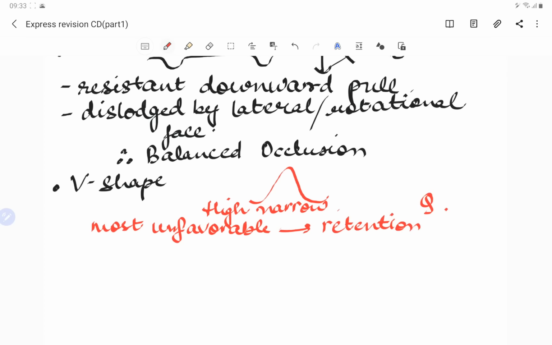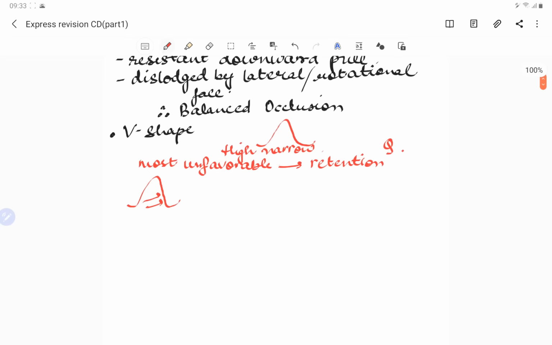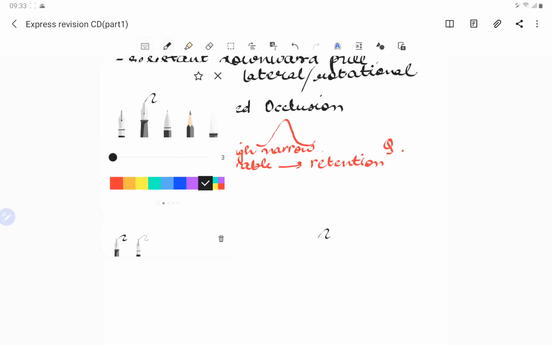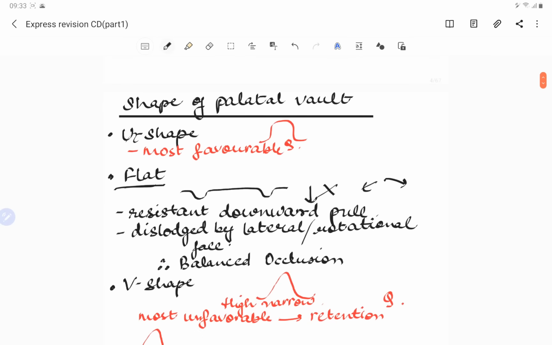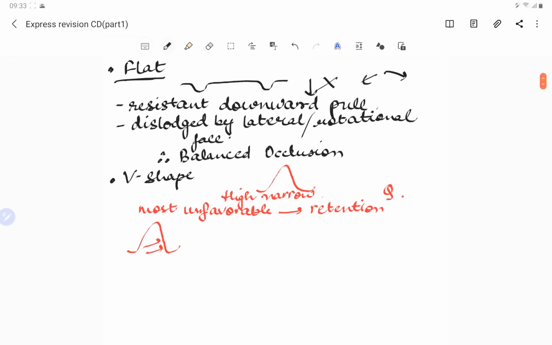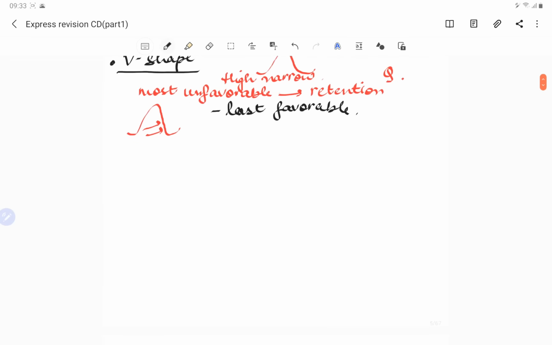And what happens? See, this is the V-shaped palatal vault. If it is pressed against the sides, the denture will loosen up and it will slip. So we have covered the shapes of the palatal vault. The U-shaped palatal vault is the most favorable and the V-shaped palatal vault is the least favorable.